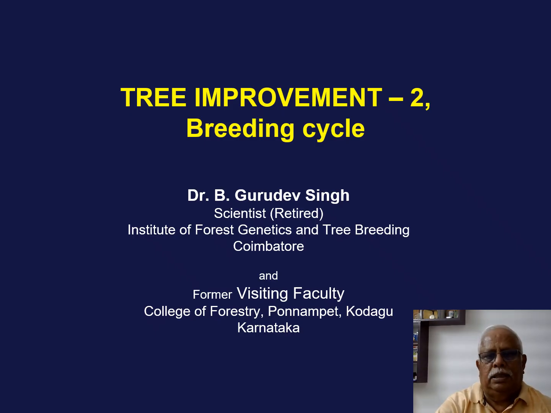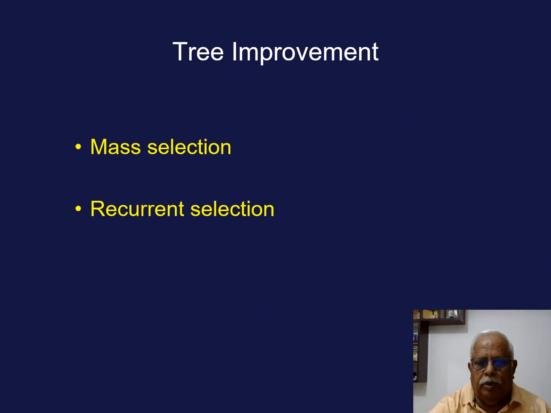If you understand the breeding cycle, you are understanding the heart of the tree improvement program. Very important topic. We say that tree improvement is based on mass selection and recurrent selection.